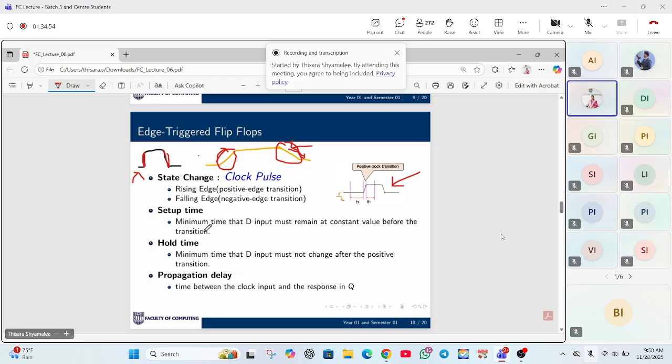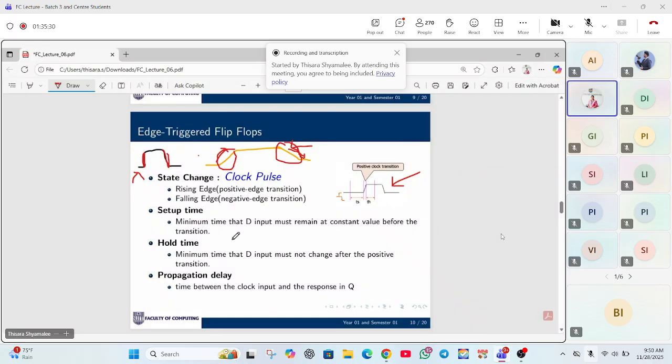Then the next term is the setup time. Setup time is needed in order to do this kind of changes. What kind of changes? The positive and negative, rising, falling. In order to do these changes, it requires some amount of time to set up for this transition. That time we call the setup time.